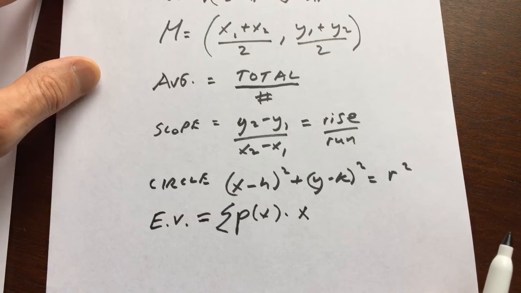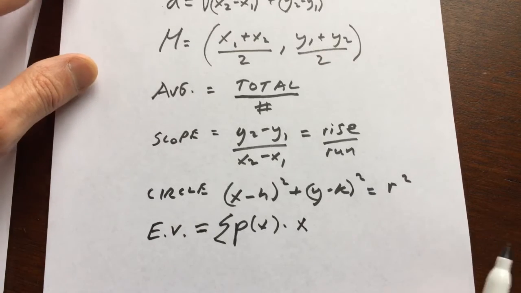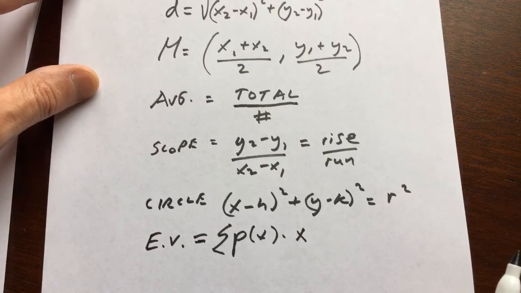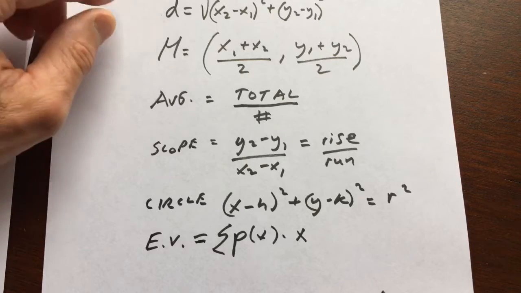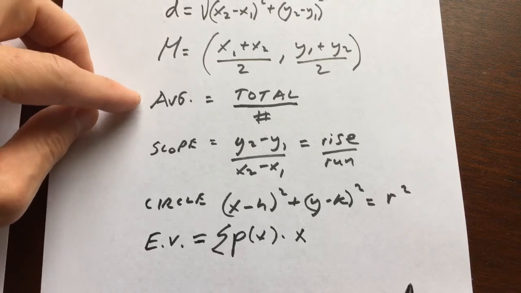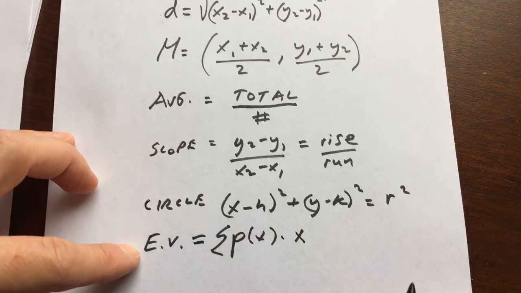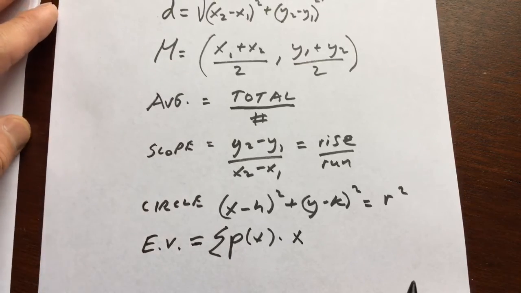So yeah, we're just kind of going through some other formulas here. Any other formulas that you guys can think of that you think would be important to mention here in this little formula sheet? I'm just thinking through this. We've got distance, midpoint, average, slope, circle equation, expected value. Any other ones that you think that maybe I'm missing?